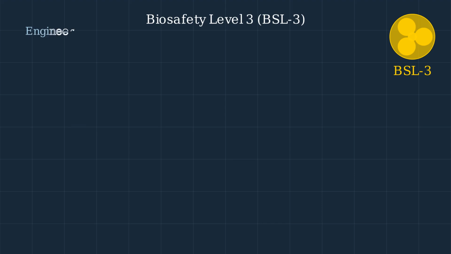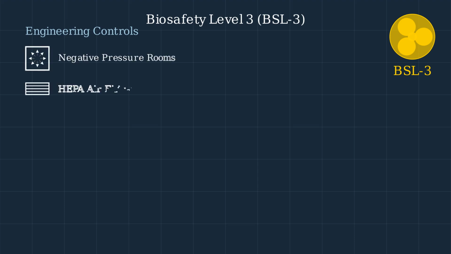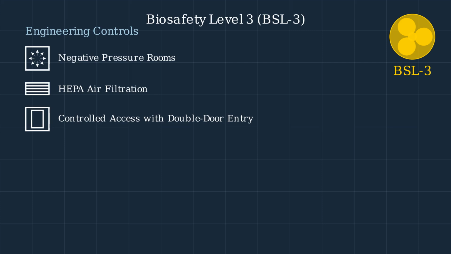BSL-3 laboratories require specialized engineering controls to contain these dangerous pathogens. These include negative pressure rooms that prevent air from flowing outward, HEPA filtration systems that clean the air, and controlled access with double-door entry systems.